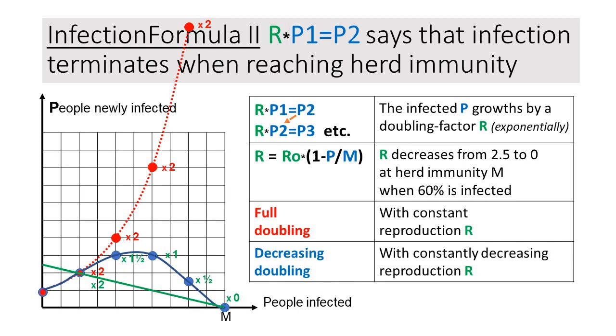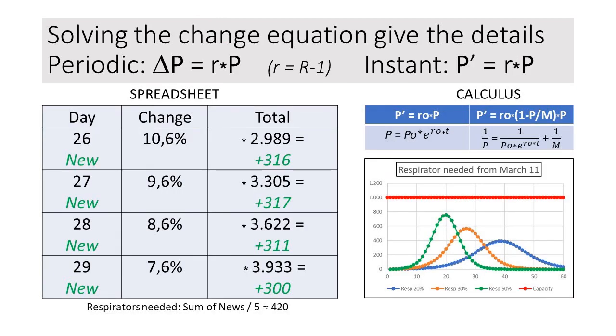Therefore, a decreasing doubling factor will make the number of newly infected first go up, and later go down. The only question is if the top is below or over the capacity of the hospitals. Solving its change equation will give the details of the hill curve.